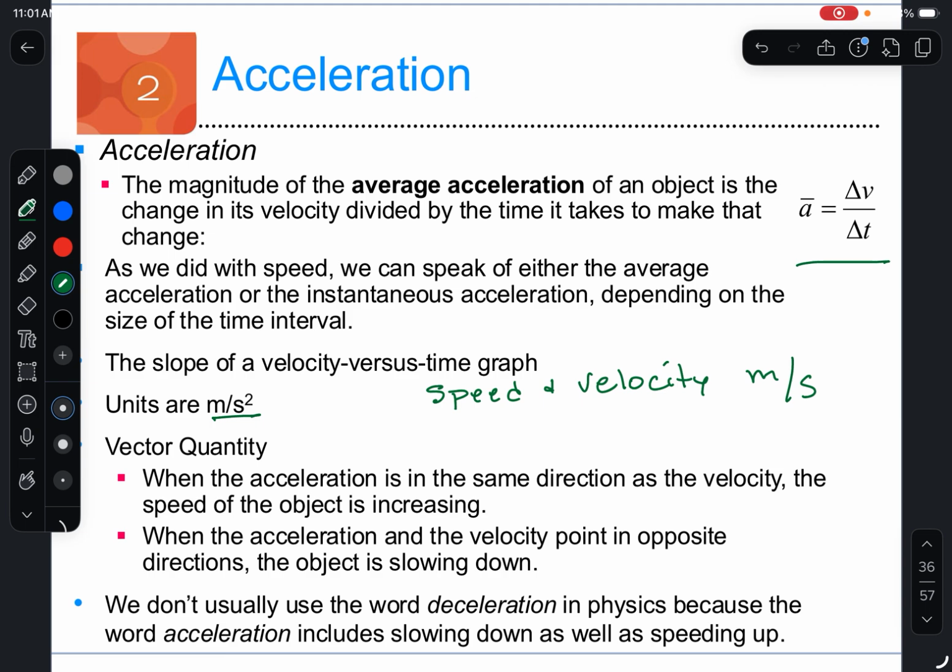When acceleration is in the same direction as the velocity, the speed of the object is increasing. When acceleration and velocity point in opposite directions, the speed is slowing down. Now, one thing we don't do in physics is use the word deceleration, because in physics, acceleration includes both slowing down as well as speeding up.